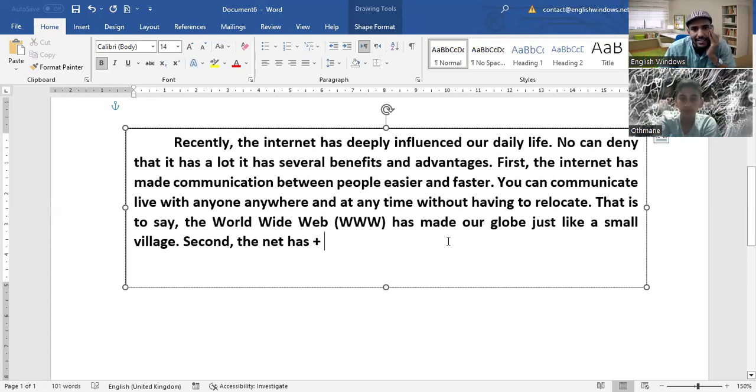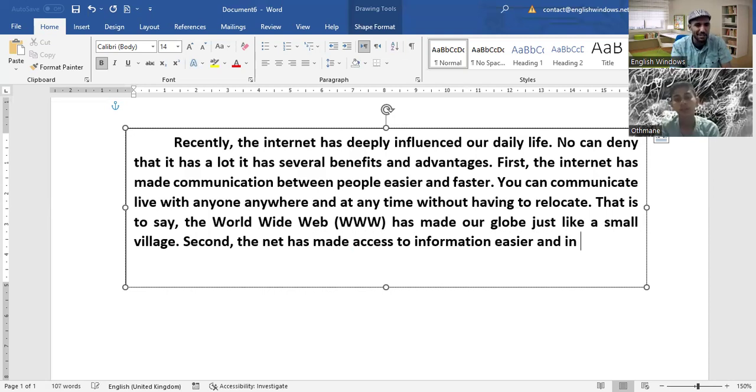Has made our globe just like a small village. The second, we say the internet or the net has made great access to information, or has made access to information easier, and in just a few seconds or in just a click of a button.